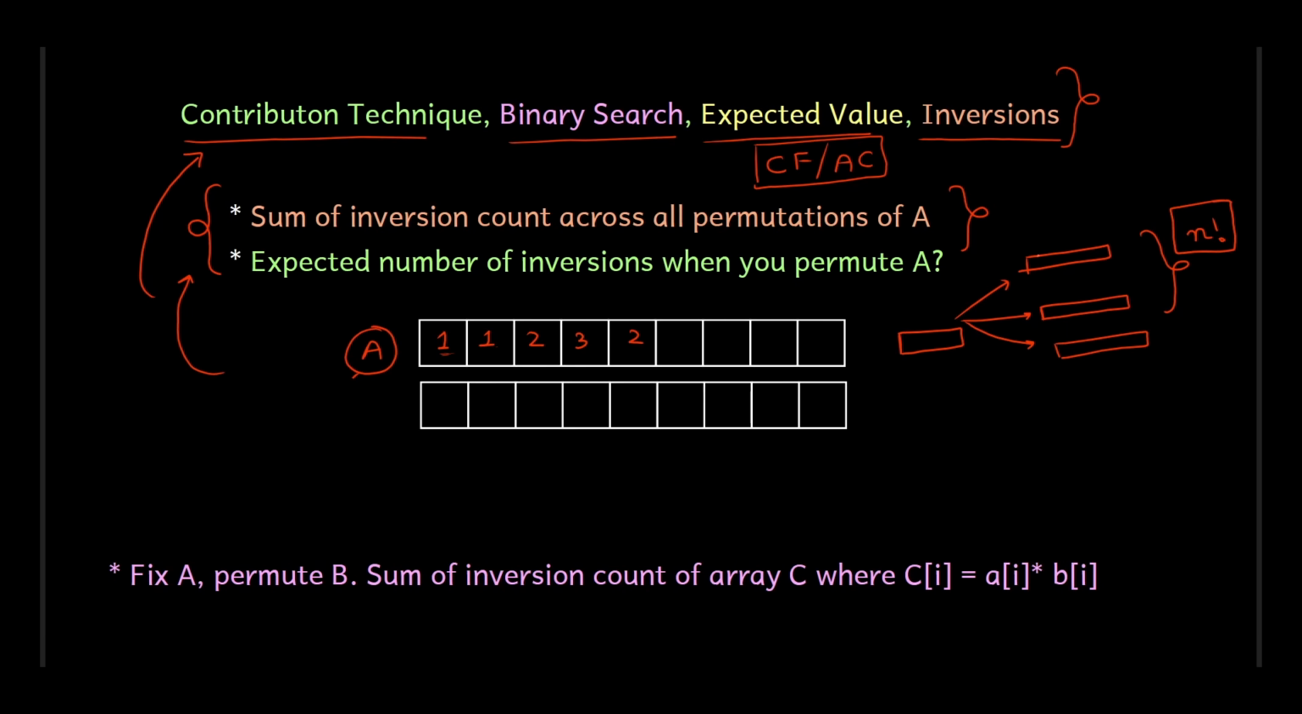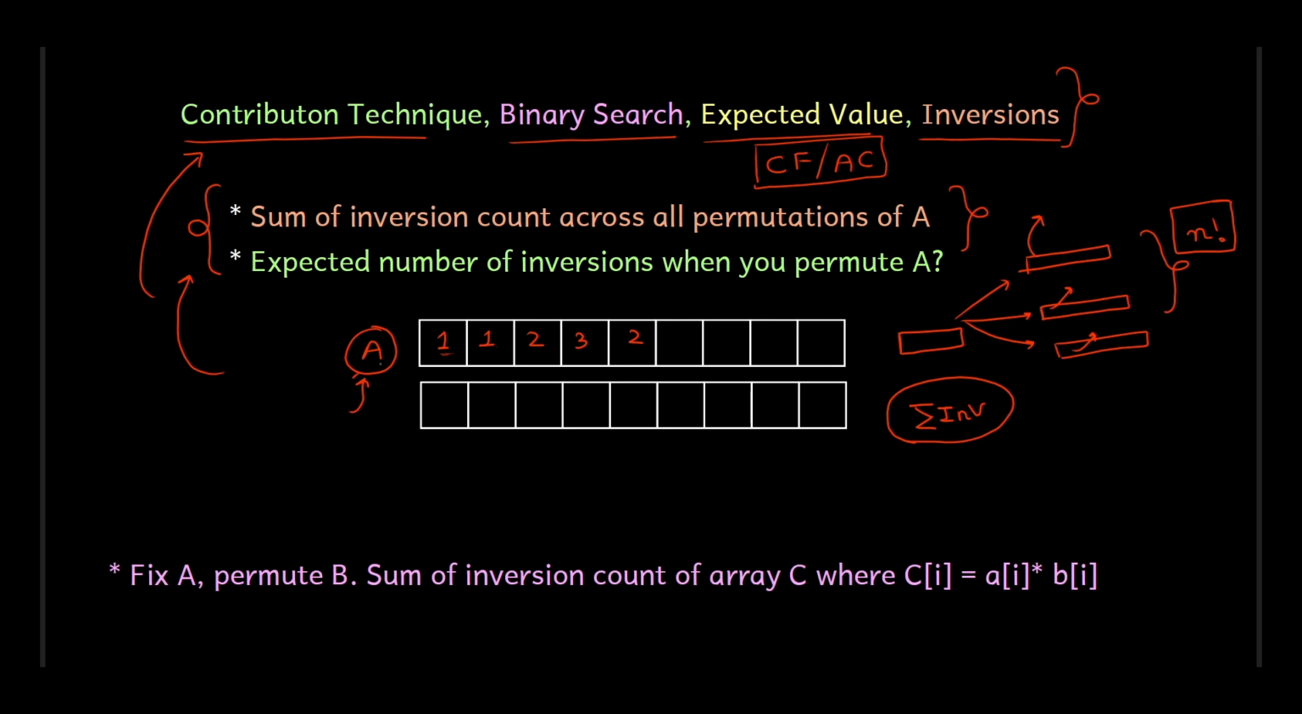So you have to count the number of inversions in this array, in this array, in this array, and so on, and you have to report their sum. So you have to print the number of inversions in all the n factorial permutations that you can create of this array. So this is the first problem.